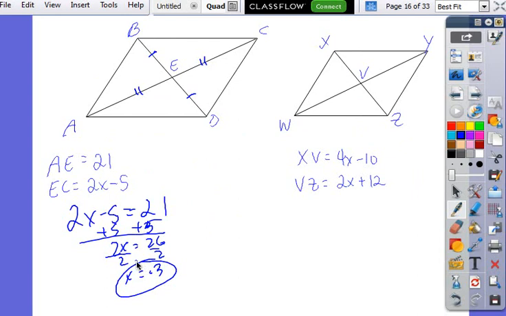Coming over to the second one. What do I know about all these pieces in here? That YV and VW, they're equal. XV and VZ are equal. So I would know that. Use that information to solve that one for me.